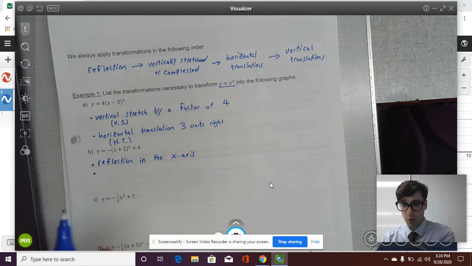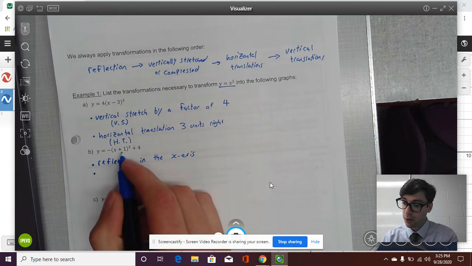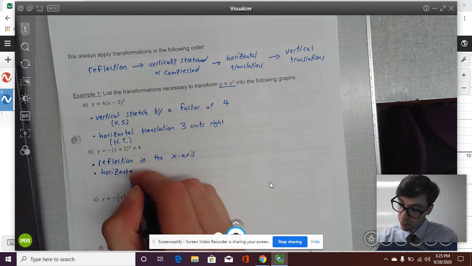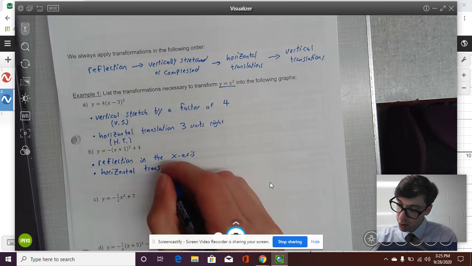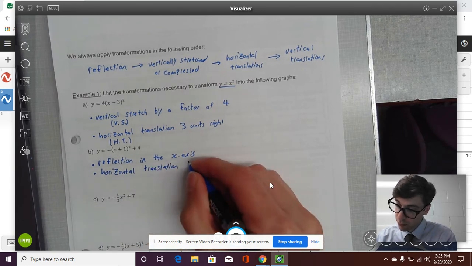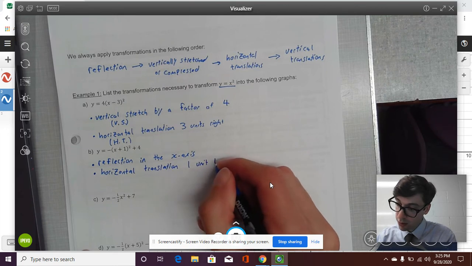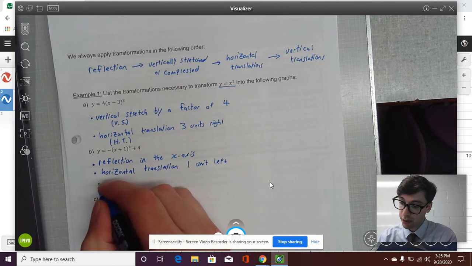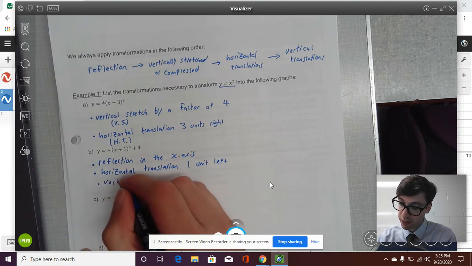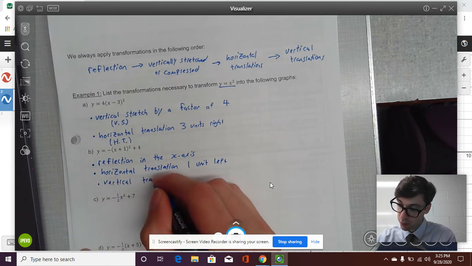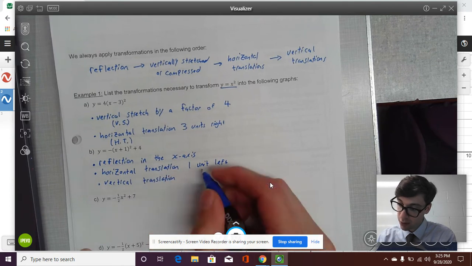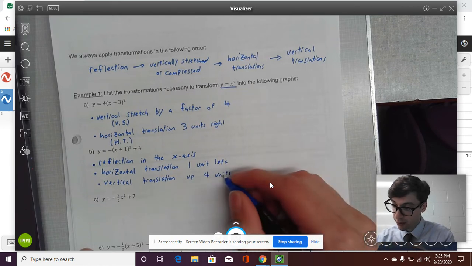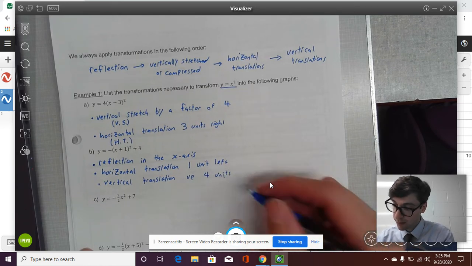So that means I'm moving it 1 to the left, because the vertex's x-coordinate would be negative 1. So I have a horizontal translation 1 unit left. And now I do have a k value that's telling me my vertical translation. So I can say a vertical translation up 4 units. And I want us to use this language of translations, horizontal and vertical, up 4 units.